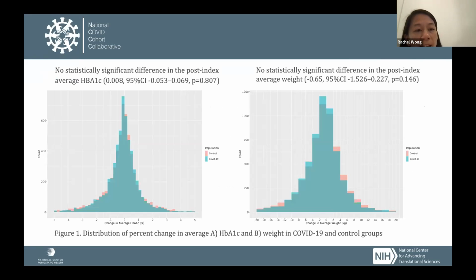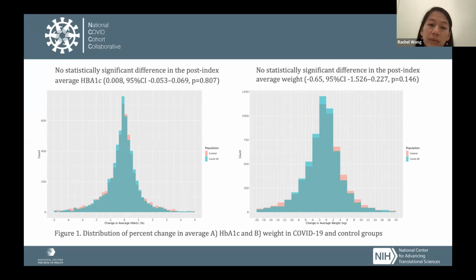And for our primary analysis, we found that there was actually no statistically significant difference in the post-index average hemoglobin A1C between COVID patients and matched controls. So you'll see here the coefficient is 0.008, which is really no difference in the A1C, and the p-value is non-significant. And actually, we found the same thing for weight, that there was no significant difference. It was negative 0.65 kilograms, and again, a non-significant p-value. So that was for the population-level A1C and weight differences.